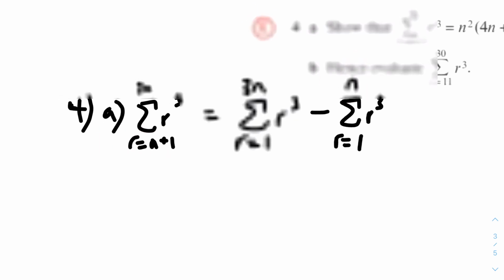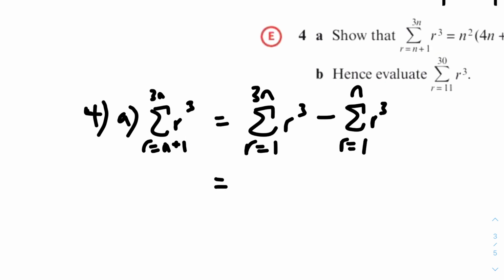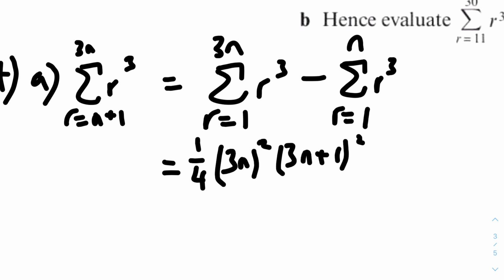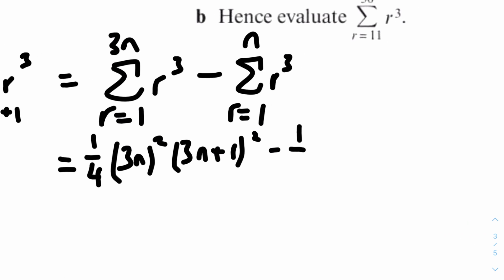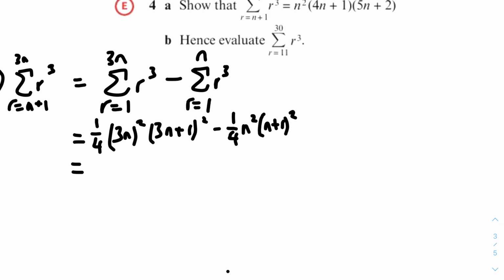And now we just basically substitute the formula in, where it's basically 1 over 4 n squared times n plus 1 squared. So 1 over 4, n squared, where n is 3n, so 3n, and 3n plus 1 squared, minus the same 1 over 4, n squared, and in this case it's just n, so n squared, n plus 1 squared. So we can see that we just prove that this equals this expression right here.